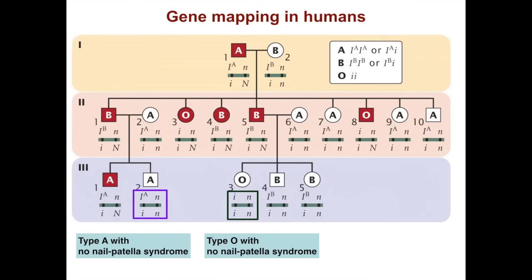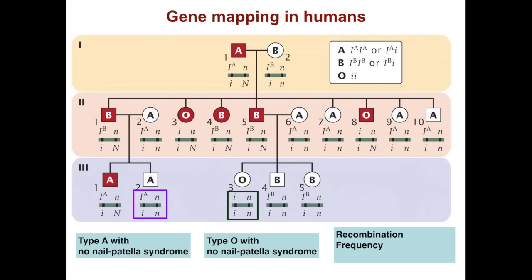The same goes for child 3. The affected parent, the father, the O allele is associated with the nail patella syndrome disease gene. We have these two recombination events. We can determine a recombination frequency.